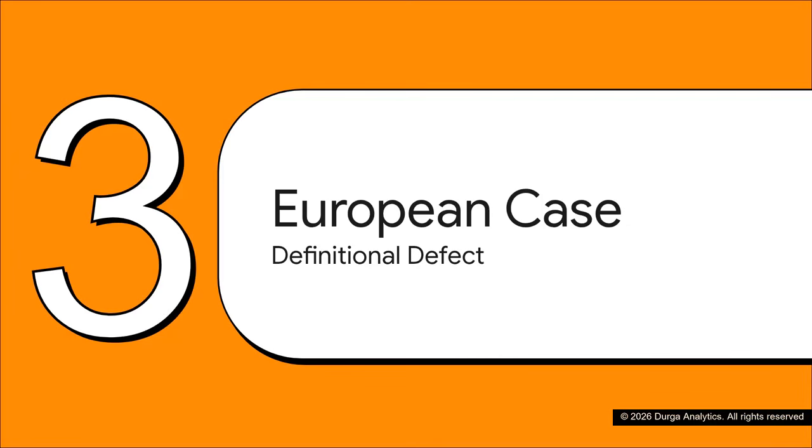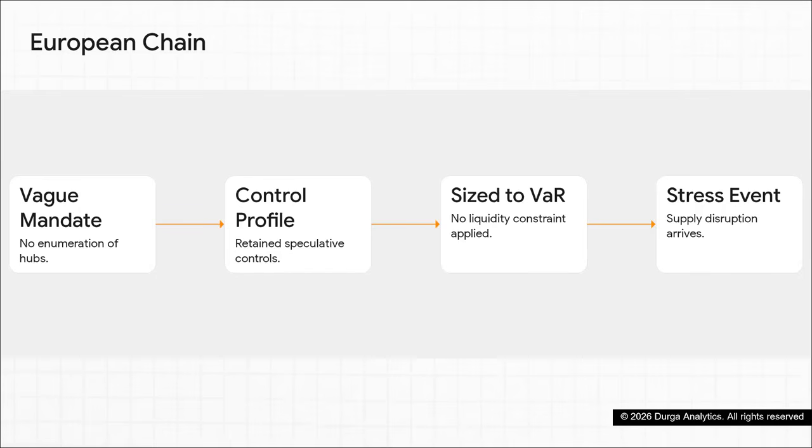Section 3, the European case and the definitional defect. We'll apply this to a constructed composite case study for a European desk. In these hub-based markets, failure usually stems from definitional and mandate drift. So this desk advanced through the failure chain starting right at link 1. They had a vague mandate that just said European gas, allowing them to trade unenumerated hubs.